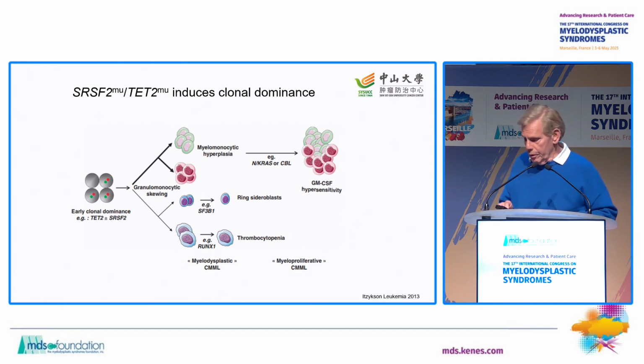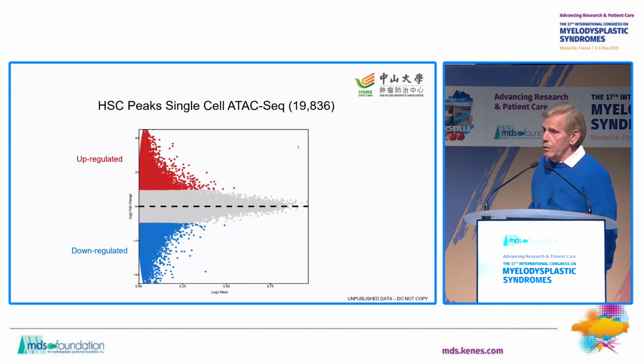So Professor Itzykson and others have published data that when you have a TET2 mutation with or without an SRSF2 mutation, you have a drive towards myelopoiesis at the expense of erythropoiesis and thrombopoiesis. So that's the background for what I'm going to say in the next few slides. So now we are looking at hematopoietic stem and progenitor cells, single-cell ATAC. And we found about 20,000 differentially expressed genes when we look at this.